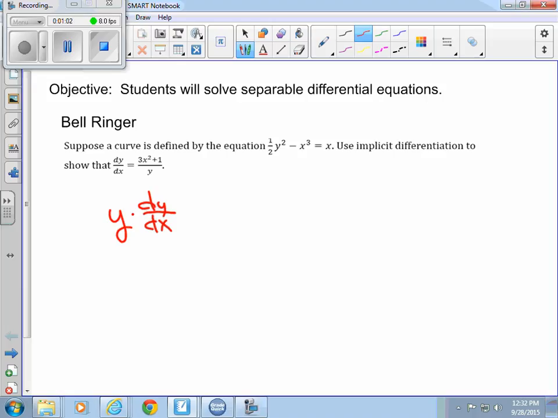If you need a review of this, I just finished teaching this in AB Calculus, and so you have a video on your screen that says implicit differentiation if you want to review that.